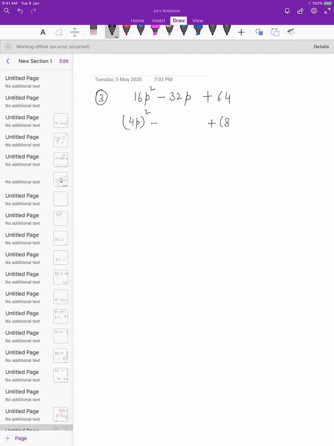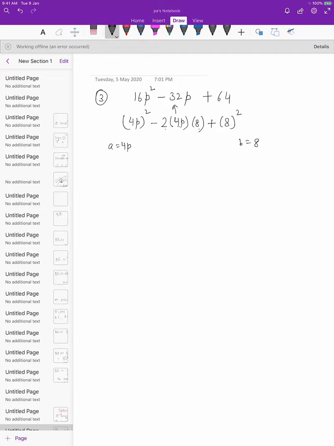64 is the square of 8. Now let us check. So what is your a according to this? It should be 4p and b should be 8. Let me check, is the middle term in the form of 2 into a into b. a is 4p and b is 8. And now let's check whether it is giving us 32p or not. 2 into 4 is 8. 8 into 8 is 64.